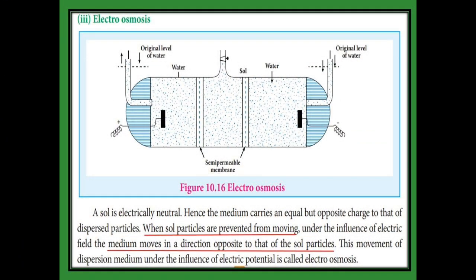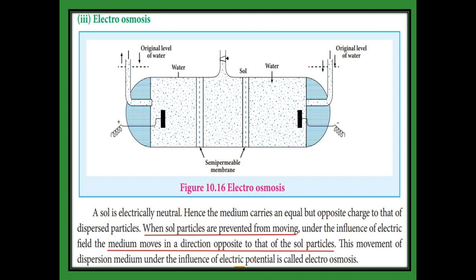Electroosmosis. In electroosmosis, the sol particle is electrically neutral. Electrically neutral means that under the influence of electricity they never move towards the positive end or negative end, so they are called electrically neutral. In colloids we have the dispersed phase and the dispersion medium. The dispersed phase is the sol particle, and the dispersion medium is the one present in more proportion. The dispersion medium has an equal amount of opposite charge to the dispersed particle, that is the sol particle.